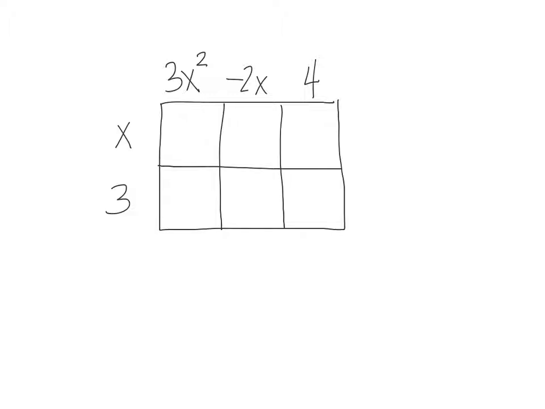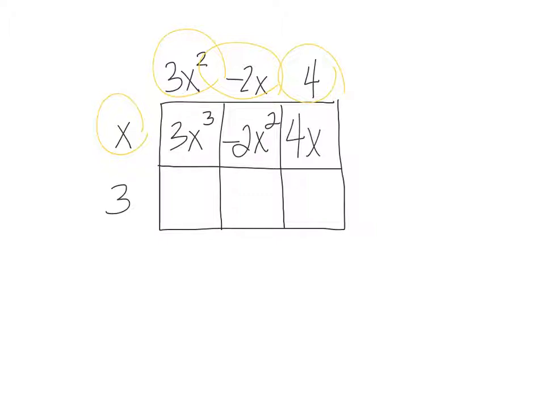So I'm going to multiply my row and column, and then my row and column. So I've got, x times 3x squared gives me 3x cubed. X times negative 2x is negative 2x squared. And x times 4 is 4x. Next row and column, I have 9x squared minus 6x plus 12. Now I can collect like terms.